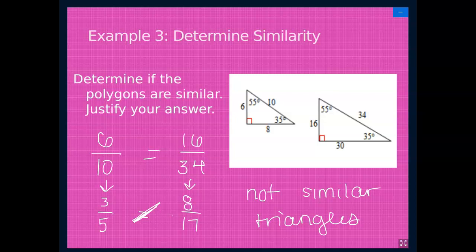So as long as you keep them matched up. Like I picked the 6 and 16 and the 10 and 34. You have to just keep them matched. So like I could have done the 8 and 10 to 30 over 34. Or like the 6 over 8 to 16 over 30. You just have to make sure you match them. Like I can't do 6 to 16 and 8 with 34.